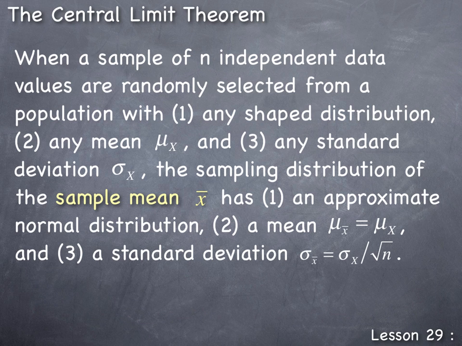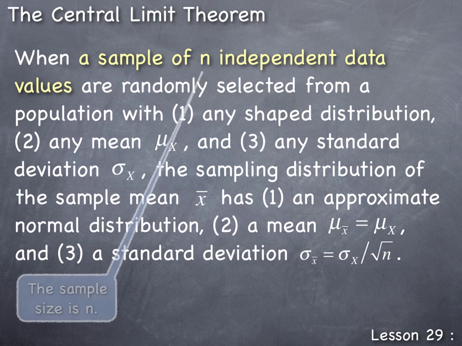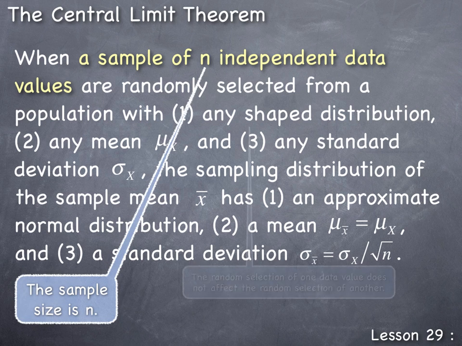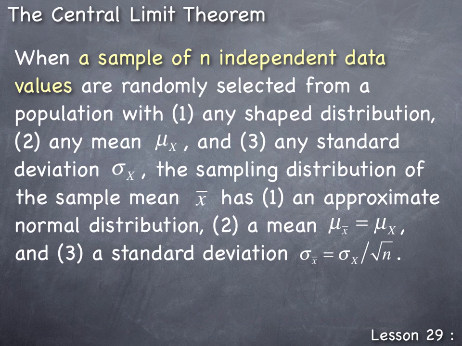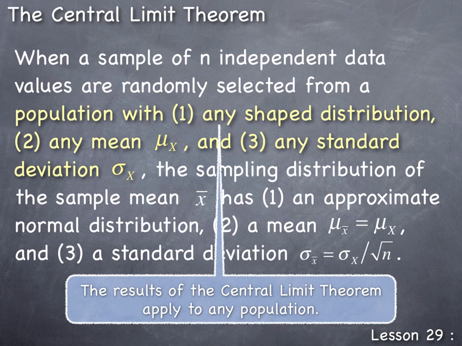That is, when a sample of n independent data values, where n is the sample size, and independent means that the random selection of one data value does not affect the random selection of another, are randomly selected from a population with any shape, any mean, and any standard deviation, thus meaning that the central limit theorem results apply to any population. This gives the central limit theorem a great deal of power. That is, we can take our random sample from any population, and the results of the central limit theorem still apply.